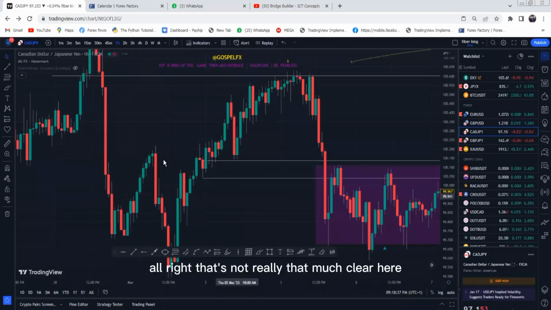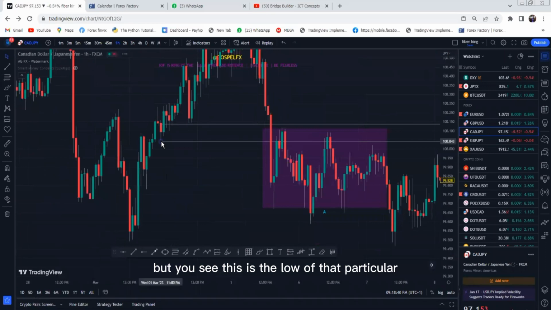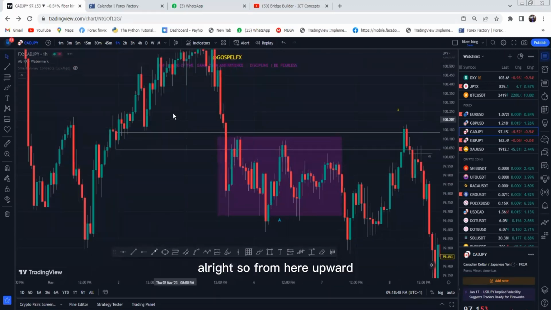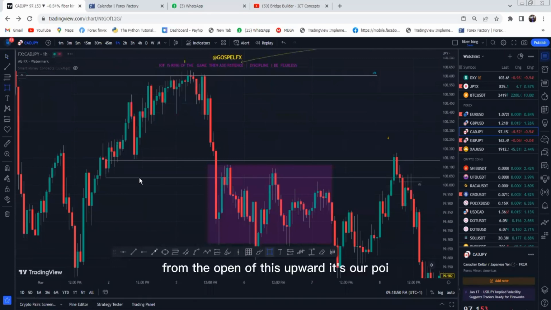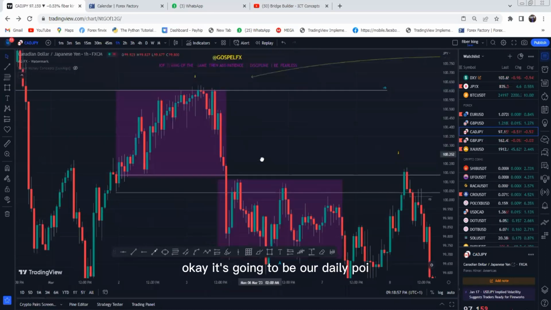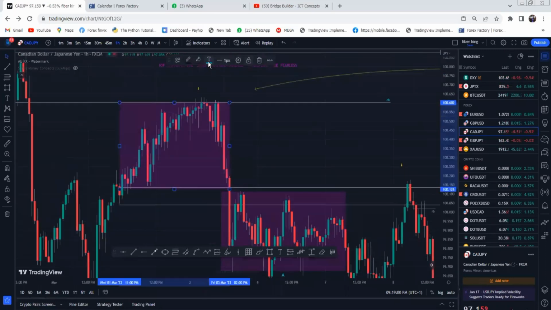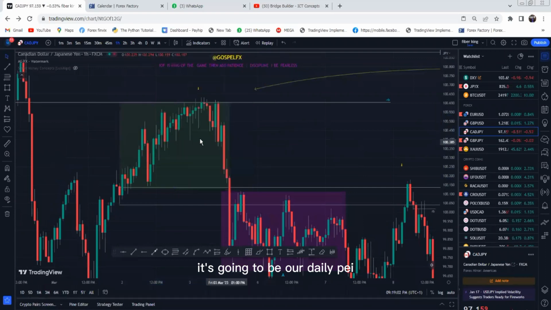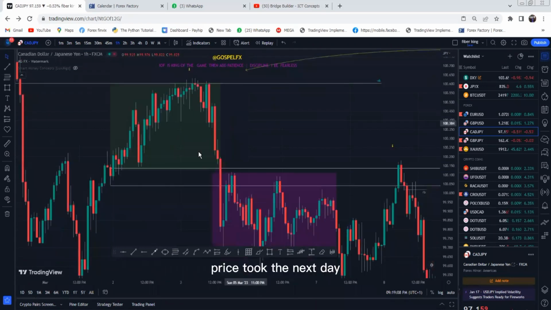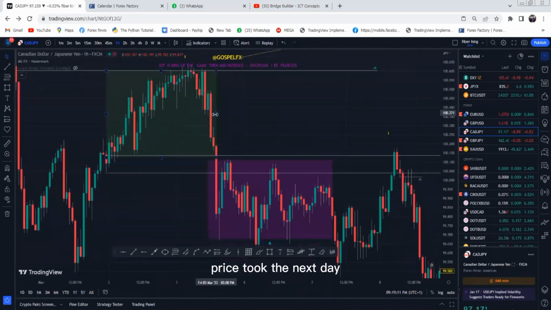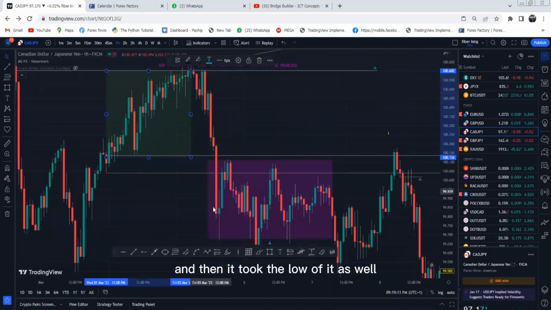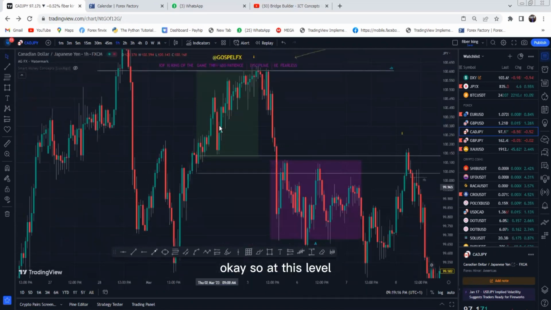It's not really that clear here, but you see this is the low of that particular day. Price took it, and this here is the open of that other block. So from the open of this upward, it's our POI. It's going to be our daily POI. This is a daily order block zone, the daily body of that order block. The next day, price took the high of it, and then it took the low of it as well. So at this level, this is our POI.